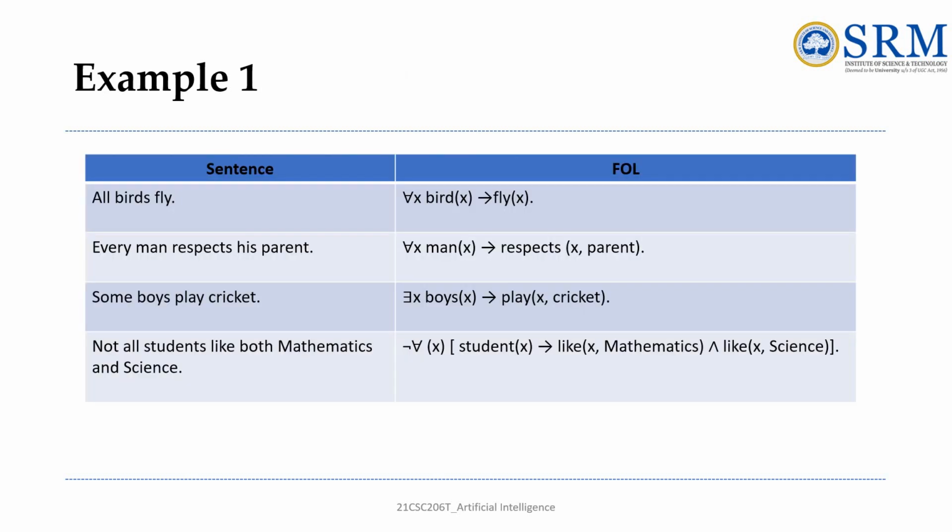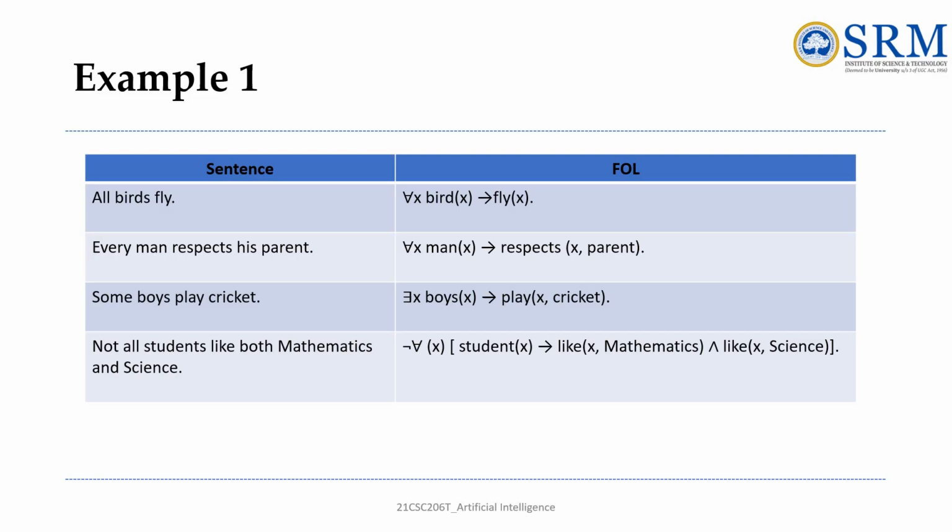Quantifiers allow us to generalize and specify facts about a group of individuals rather than each one explicitly. Here are some examples using quantifiers. The sentence all birds fly is represented in first order logic as for all x, bird of x implies fly of x. Similarly, another example: not all students like both mathematics and science. Not all is represented by negation: negation for all x, student of x implies like of x comma mathematics, conjunction, like of x comma science.